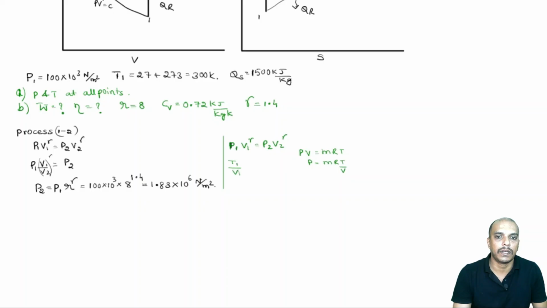So, T1 by V1, V1 power gamma, T2 by V2, V2 power gamma. So, that means T1 V1 power gamma minus 1 is equal to T2 V2 power gamma minus 1, or simply we are saying T2 is equal to T1 (V1 by V2) whole power gamma minus 1. That means T2 is equal to T1 r power gamma minus 1. Now, T1 is known to us, 300 Kelvin, and r is known to us, 8 compression ratio, and gamma minus 1 is 1.4 minus 1, that is 0.4. So, that will give us the value of T2.